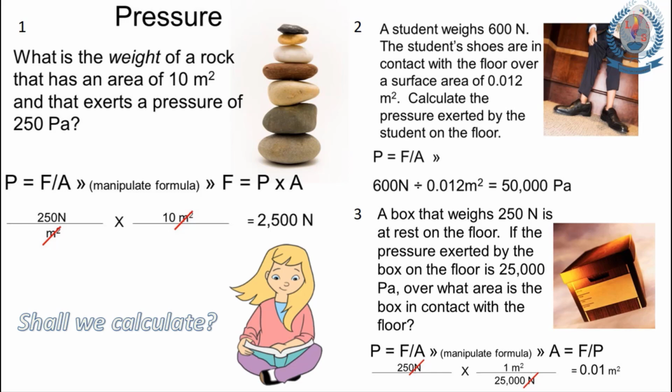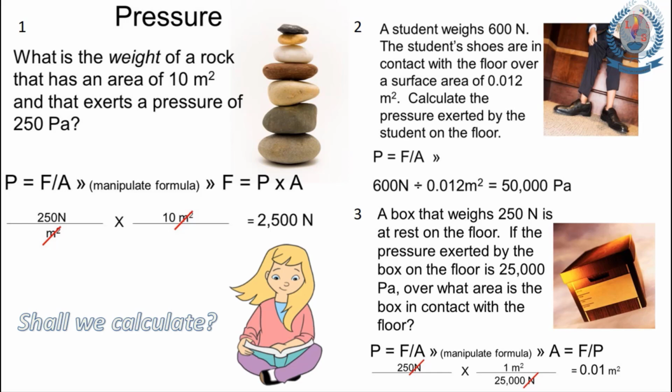So shall we apply? You know, 1 Pascal equals 1 Newton per square meter. So the Pascal can be converted into Nm-2 and you can directly write 250 Nm-2. So apply it and the final answer is 2500 Newton.